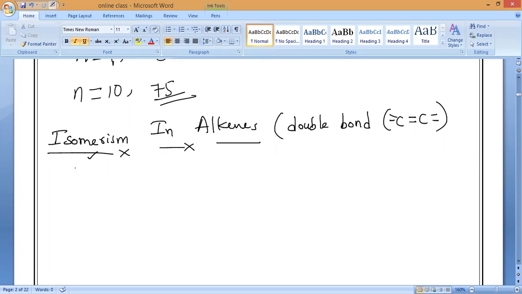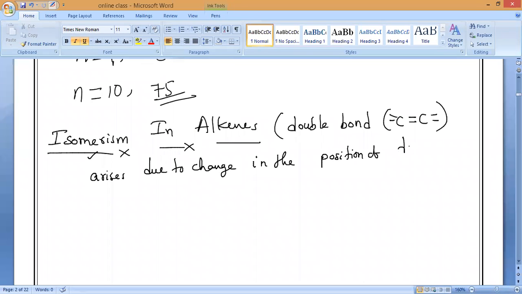So write the statement. In alkenes, the isomerism arises due to change in the position of the double bond and change in the carbon chain.